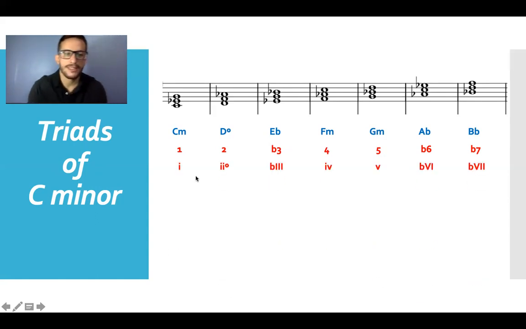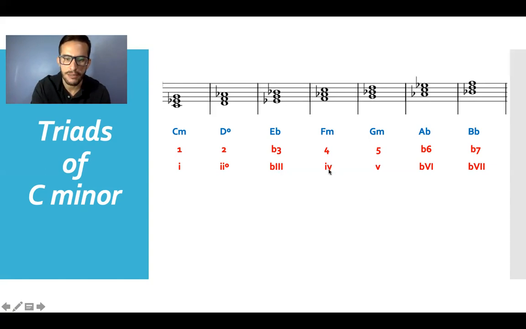Now that means that if we do the Roman numeral analysis, the same thing we did with the triads of the major scale, if we do it here, you will get that the 1, you have to put in lowercase because it is a minor chord. The second one, you have to put in lowercase and with the little circle because it is diminished. The third one is going to be in capital letters, and you will include the flat here before the number, because it is not the third, it's the flat third.